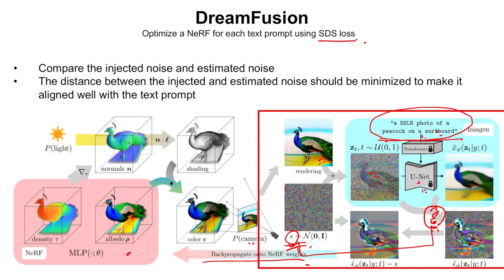If the image is very aligned with the text prompt, then the estimated epsilon hat might be very close to epsilon, because this UNet is pre-trained on lots of images, so our assumption is that the UNet performs well. Assuming the UNet performs well, we can say that if the image is aligned with the text prompt, then the estimated epsilon hat might be very close to epsilon. All this operation is differentiable, right? So we can get the gradient from this loss function, backpropagate it to the NeRF weights, and optimize the MLP. That's the main philosophy of this SDS loss and the DreamFusion model.